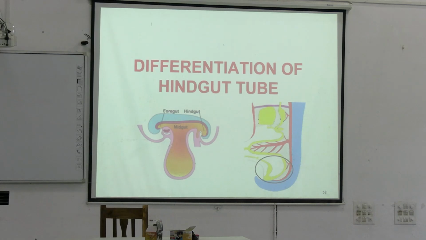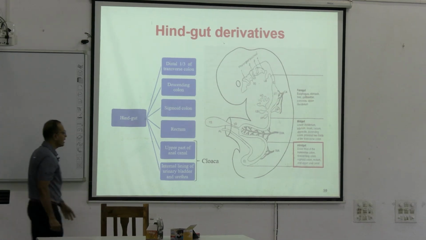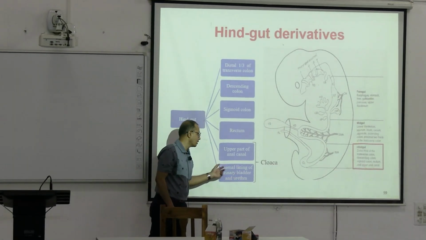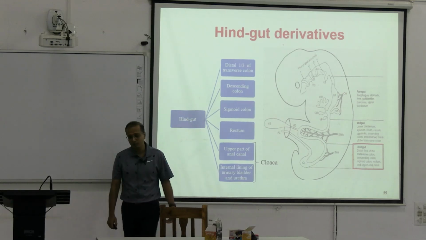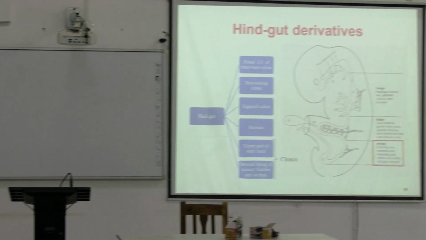Now what develops from the hindgut tube? It yields the distal third of the transverse colon, descending colon, sigmoid colon, rectum, the upper part of the anal canal, and portions of the urinary system. What portions of the urinary system? The inner lining of the urinary bladder and the urethra lining. So the lining of the urethra and the bladder also comes from this hindgut derivative.